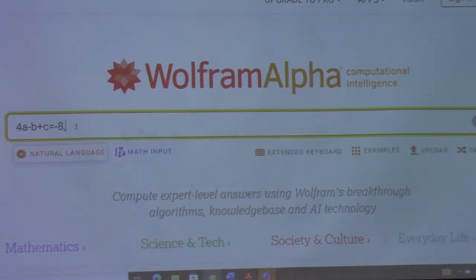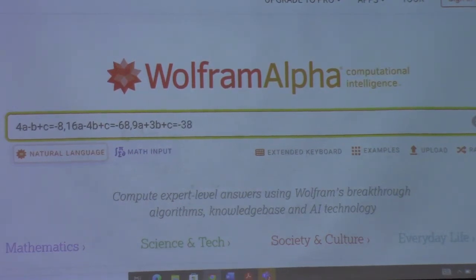And then what's the next one? 16a plus 4b or minus 4b? Minus 4b, plus c equals what? Negative 68. And then what's the last one? 9a, 3b, minus 30 what? 38.